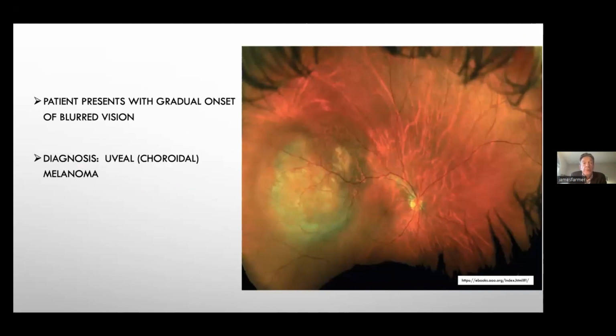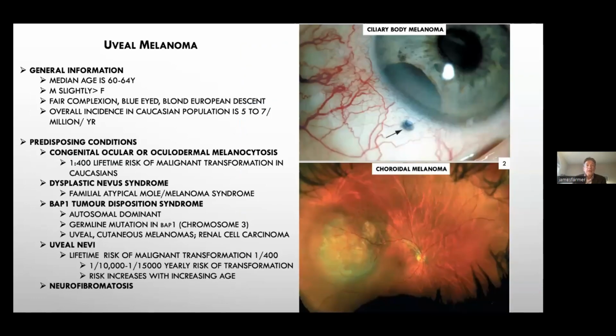This patient presents with a gradual onset of blurred vision. The diagnosis is a uveal, or choroidal in this location, melanoma. So again, for board writers, this is a very popular examination question relative to ocular pathology.